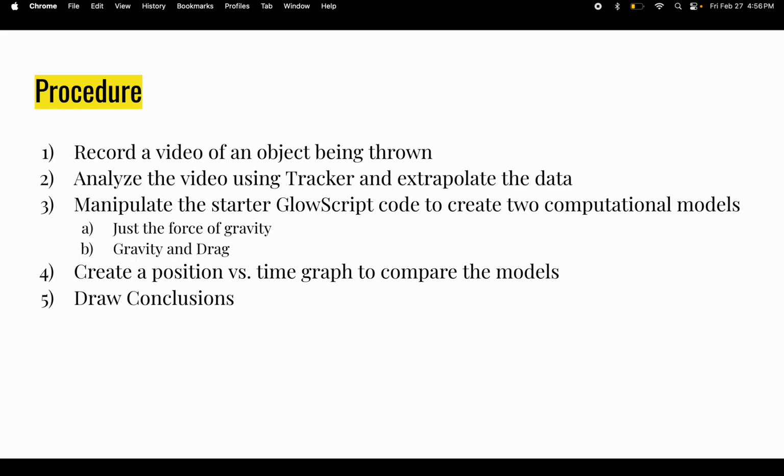For our procedure, the first thing we did was record a video of an object being thrown. Then we analyzed the video using Tracker and extrapolated the data. Then we manipulated the starter GlowScript code to create 2 computational models. One where F net was just the force of gravity, and one where F net was the force of gravity and the force of drag. Then we created a position versus time graph to compare the models. Then we drew conclusions.